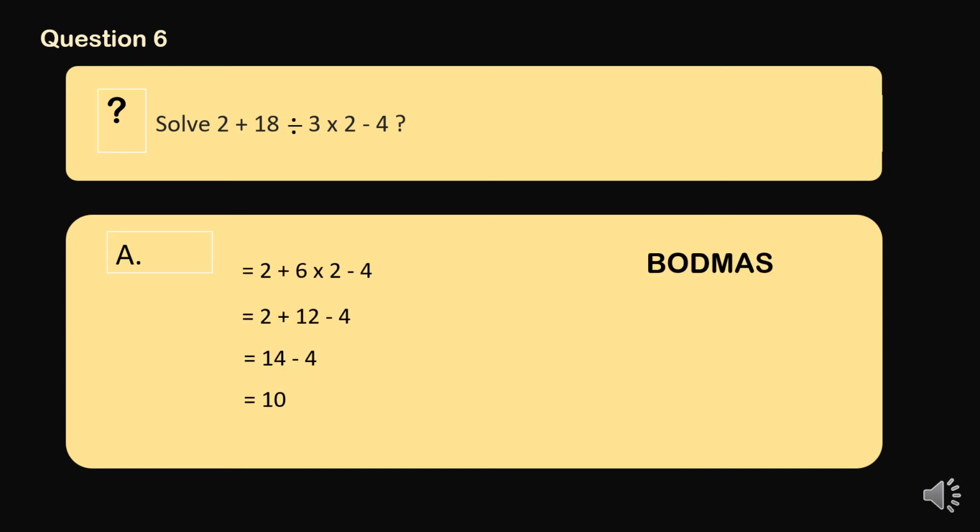Now let's solve our equation. The first calculation we need to complete here is 18 divided by 3, which leaves you with 2 plus 6 times 2 take away 4. The next calculation to complete is 6 times 2, which leaves you with 2 plus 12 take away 4. Then we need to add. This means 2 plus 12 equals 14, take away 4. And finally, you need to subtract, which means the answer is 10.